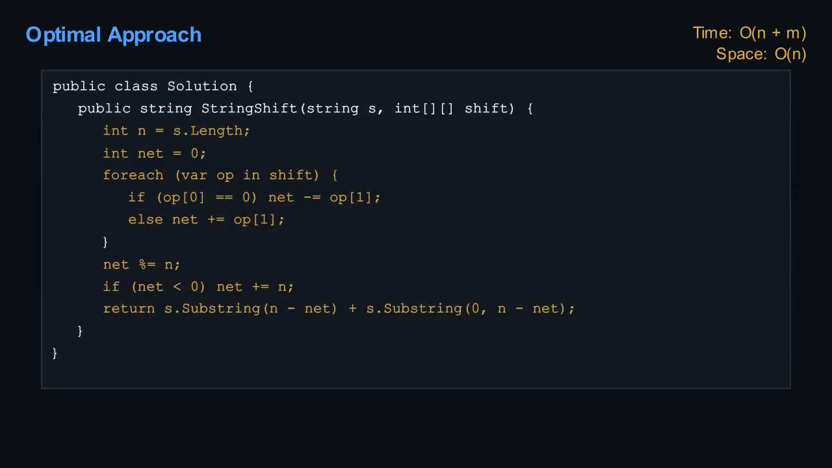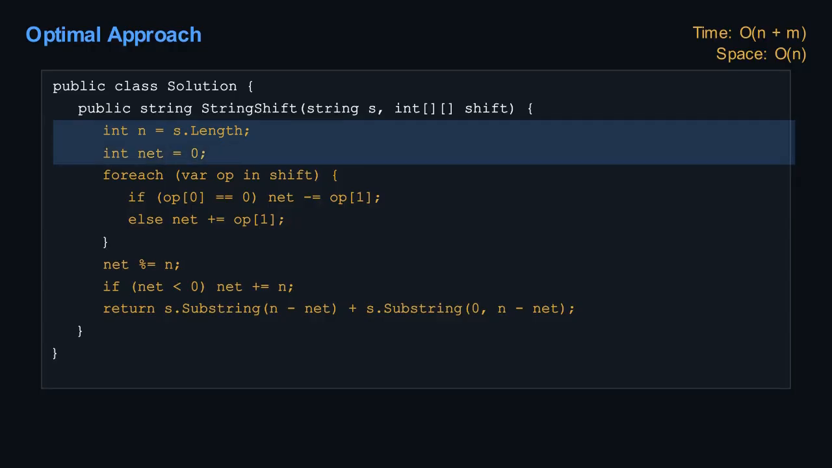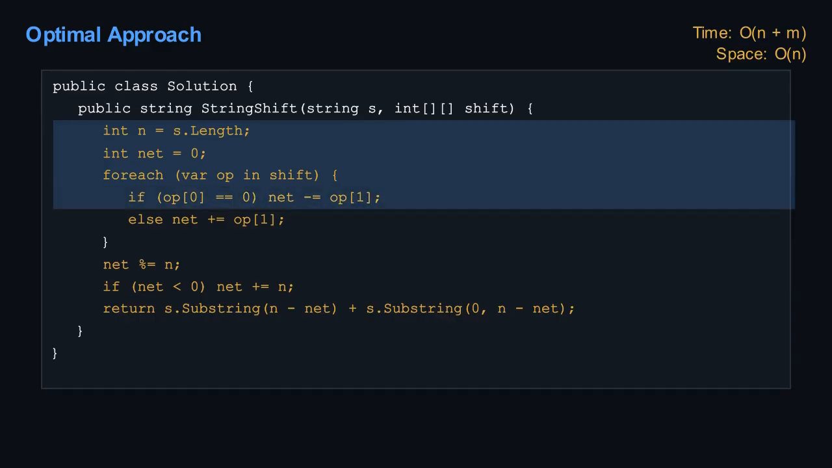The key insight for optimization is that the individual shifts don't matter as much as their cumulative effect. Instead of performing each shift, we can calculate the net shift. Think of a left shift as a negative amount and a right shift as a positive amount. We iterate through all the operations, accumulating the total shift amount into a single variable. After processing all operations, this variable will hold the net shift.